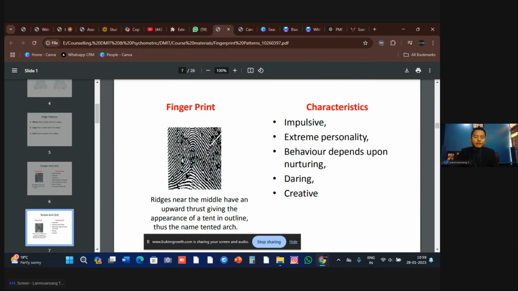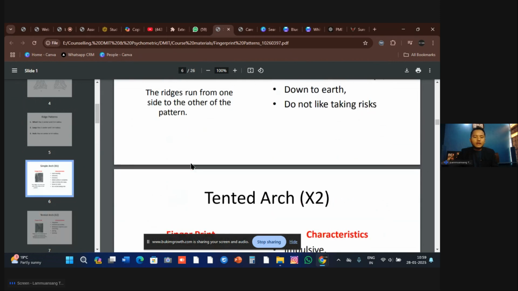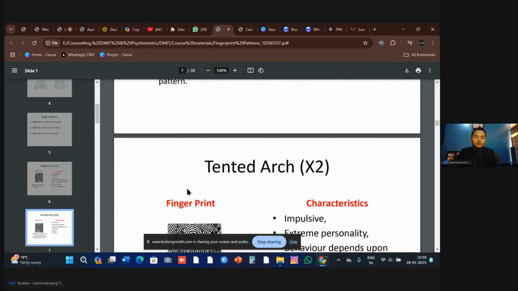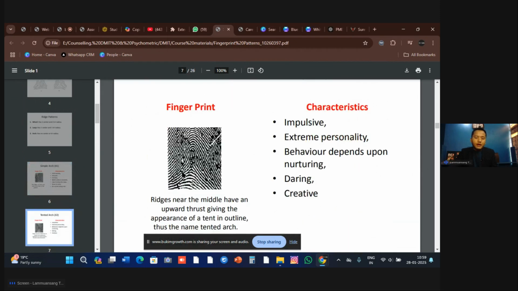So the difference between number one and number two is this: when you see number one, this mountain is not that pointed up. You see, not pointed up. Instead, it goes this way. Now number two, x2, is pointed up. If you see this kind of pattern pointing up, that is always x2. That is the difference.